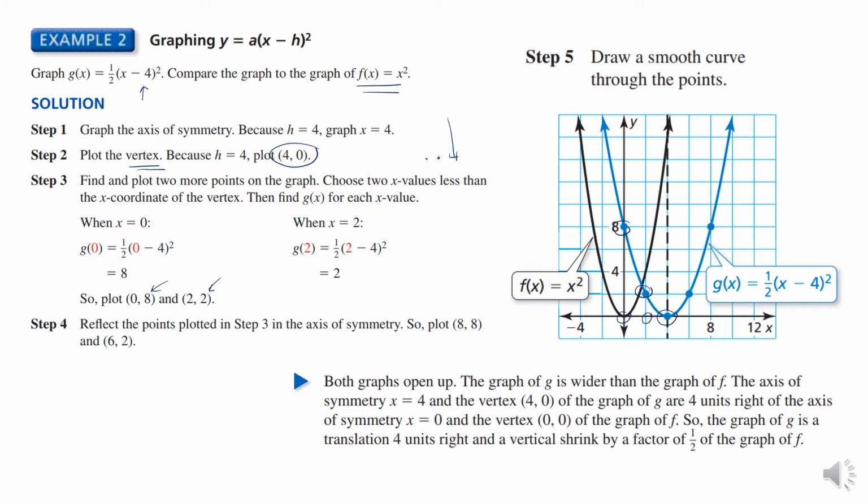Then what they did was they reflected the points. Remember we talked about mirror points. The mirror points across here. Now you've got your 5 points, and you can smooth out your graph and graph it properly.